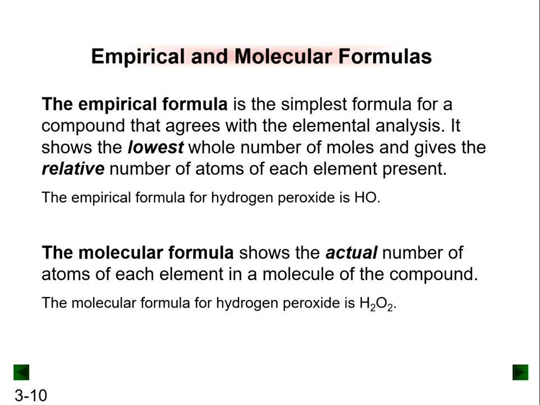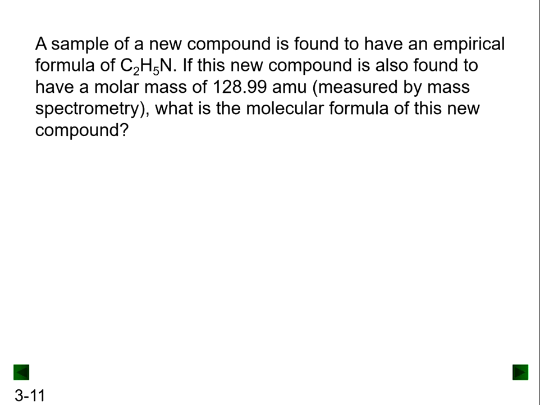And so we'll start off with experimental data. So we have a sample of a new compound, and this new compound is found to have an empirical formula of C2H5N. So that value would be obtained from our combustion analyzer. If this new compound is found by an experimental means to have a molar mass of 128.99, we can ask, what is the molecular formula of this new compound?